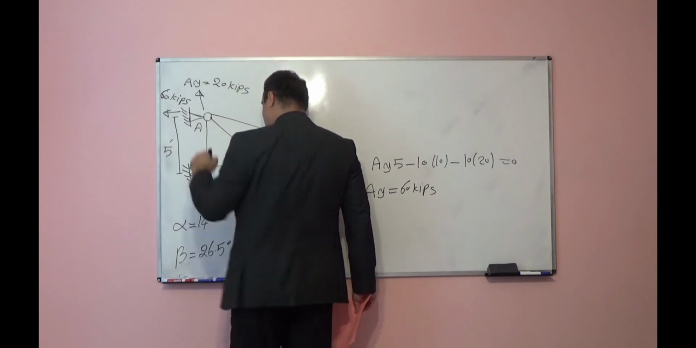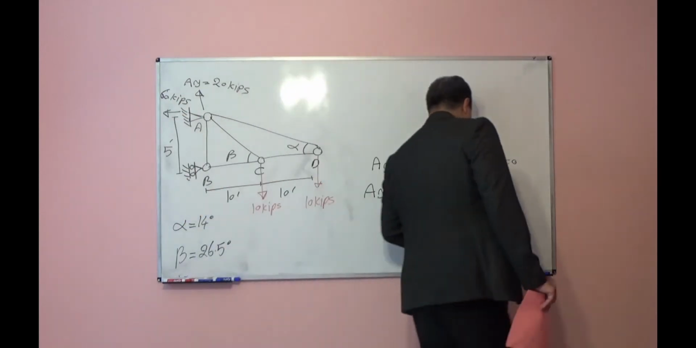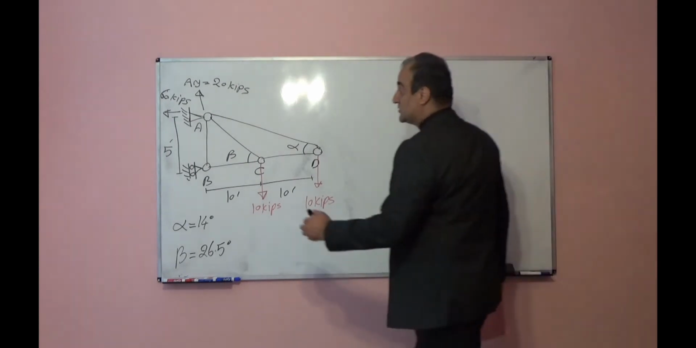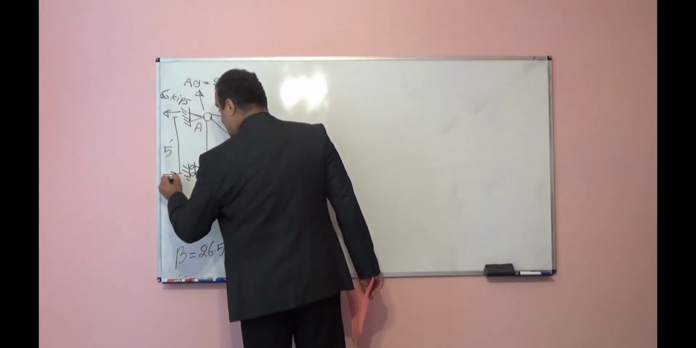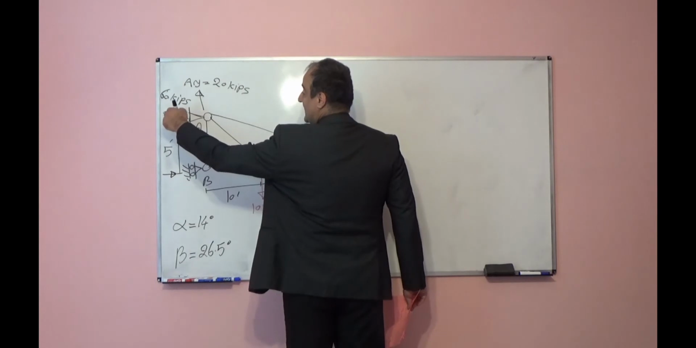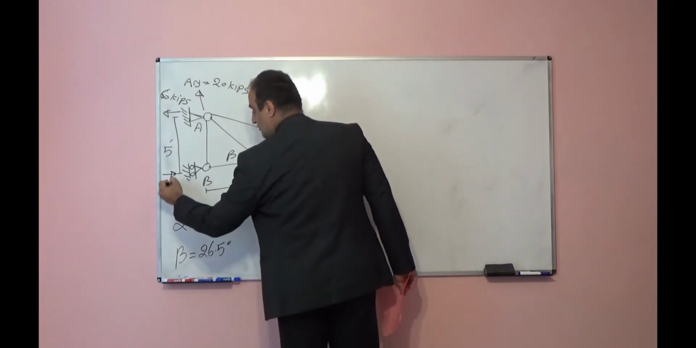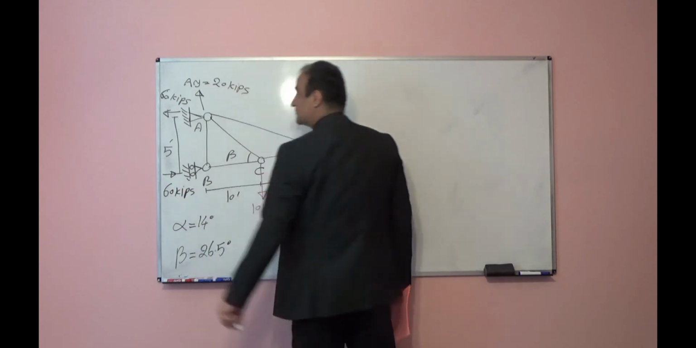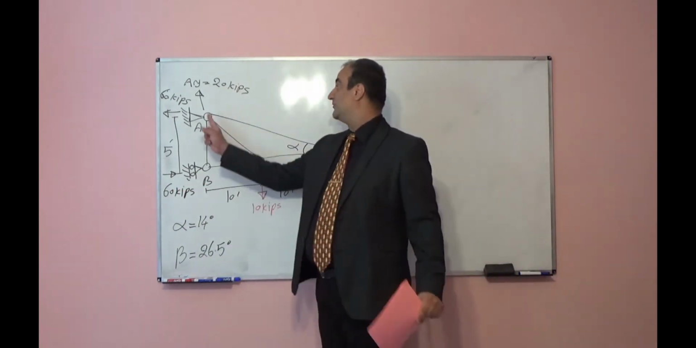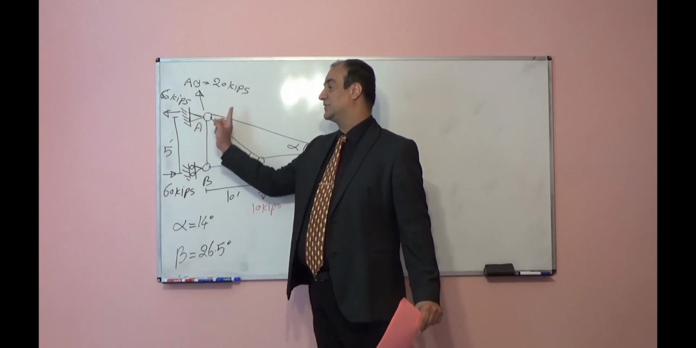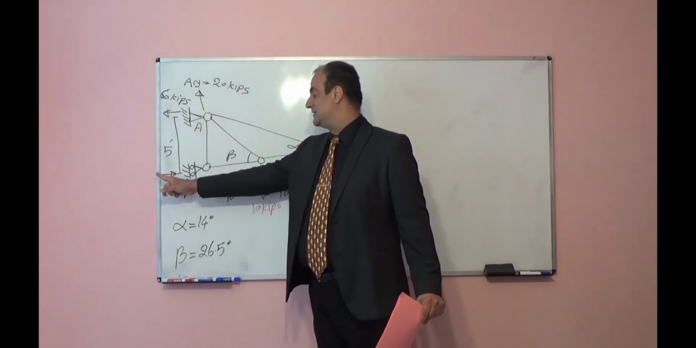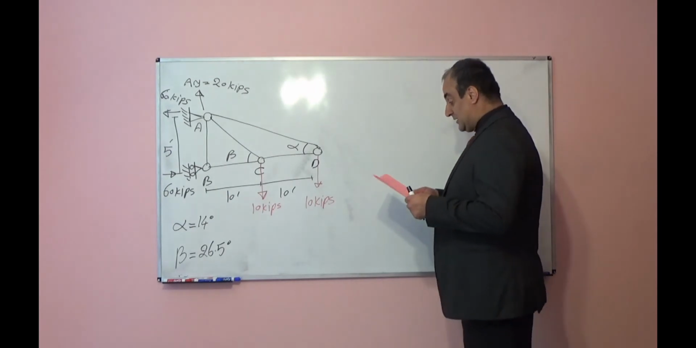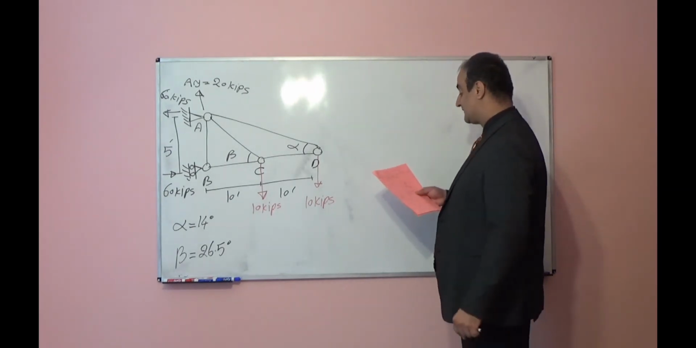So it will be 60 kips from right to left, because summation of forces in horizontal direction should be equal to 0. So Bx minus Ax is equal to 0, so Bx will be 60 kips in the inverse direction. So 20 upward, 60 from right to left, 60 from left to right. These are reactions. Then I can cut from any joint.